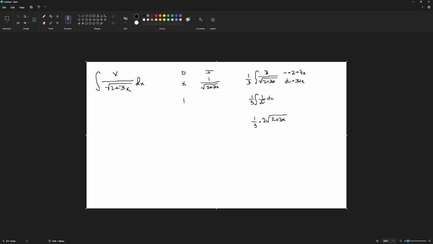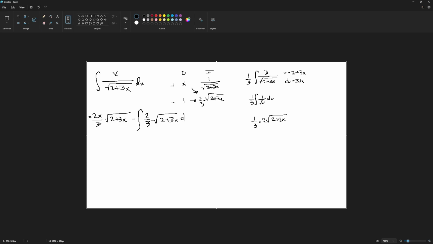And that's going to go into our slot here for our DI method. Times, oh sorry, I put the 2, my bad. Root 2 plus 3x. Now let's use our by parts method. And so this integral is equal to 2/3 x root 2 plus 3x minus, sorry, I forgot this, the integral of 2/3 square root 2 plus 3x.